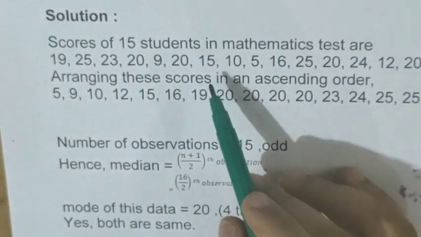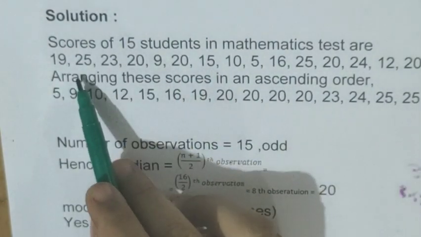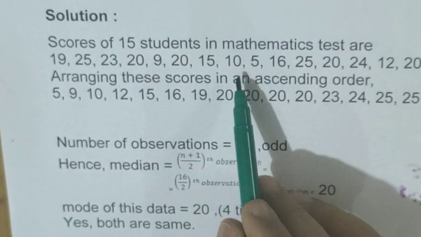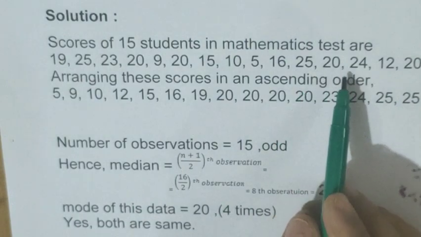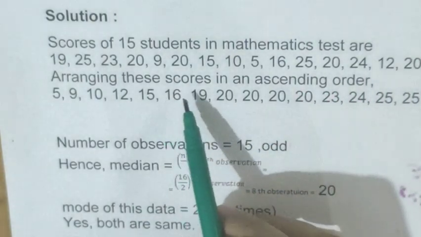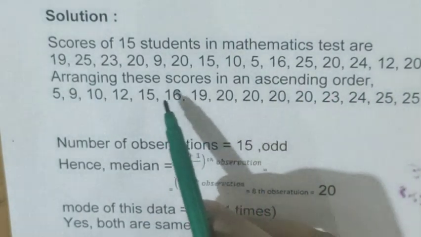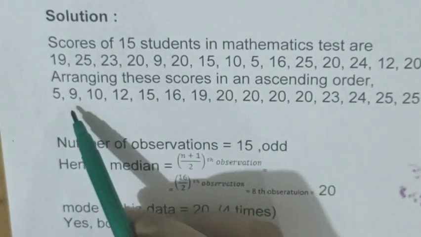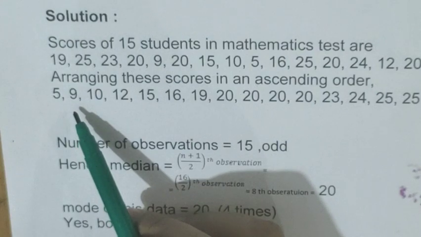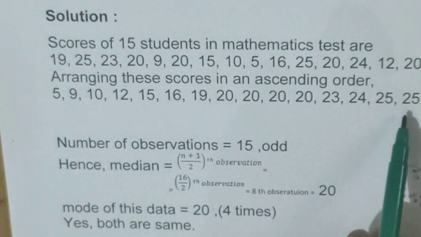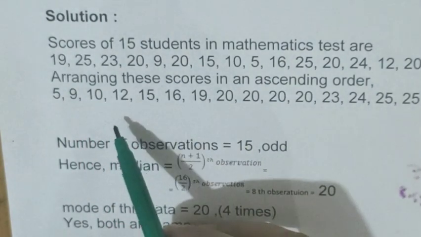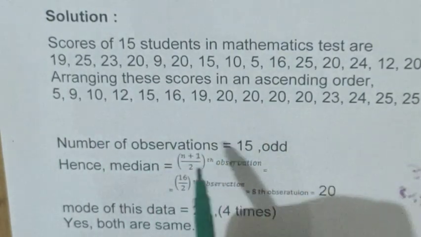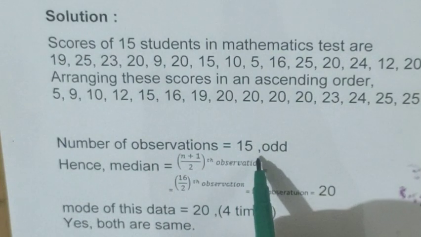Solution. Scores of 15 students, once again we have written here 19, 25, 23, 20, 9, 20, 15, 10, 5, 16, 25, 20, 24, 12, 20. What is the first step? Because median and mode are asked, arrange the scores in ascending order. So we have arranged that 5 is the least score, next greater number is 9, 10, 12, like that up to 25. That is the first step. Now we should count how many observations are there. Number of observations is equal to 15.